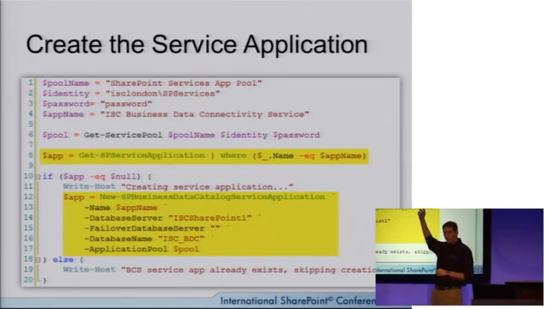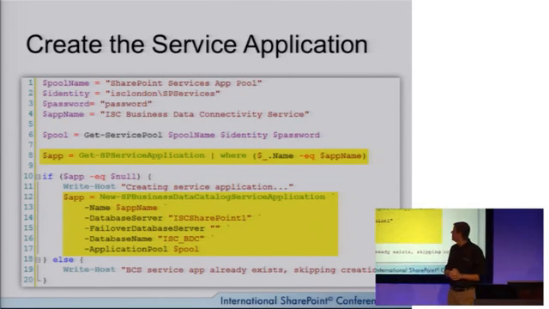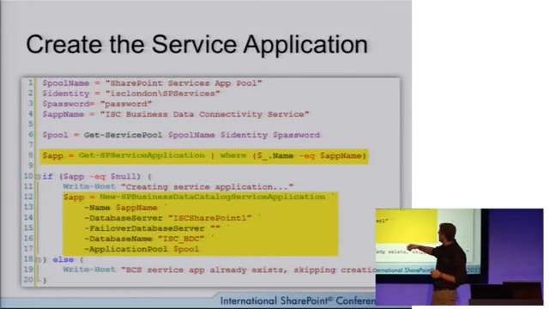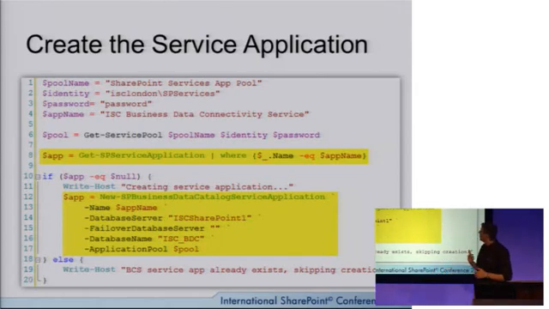And then I'm calling that helper function that I showed earlier. So that's line 6, get service pool. And that's just going to give me an SP service application pool object that I'm then going to use later on. So on line 8, this is where I'm looking for a specific service application that matches the name.